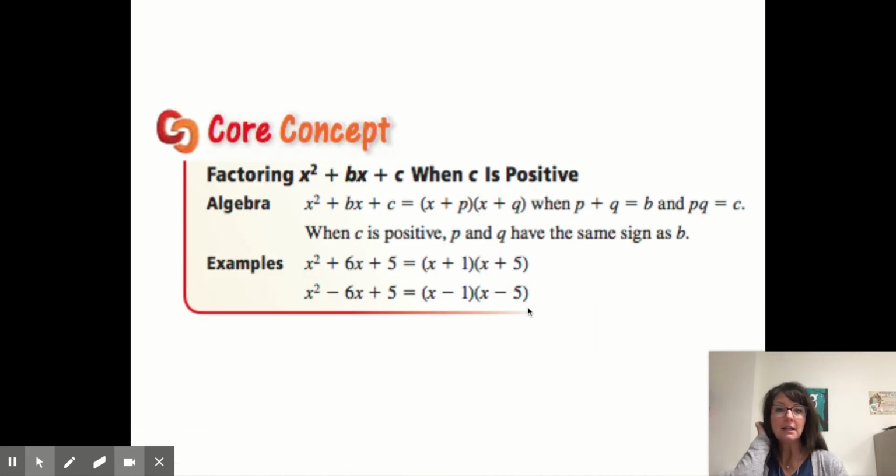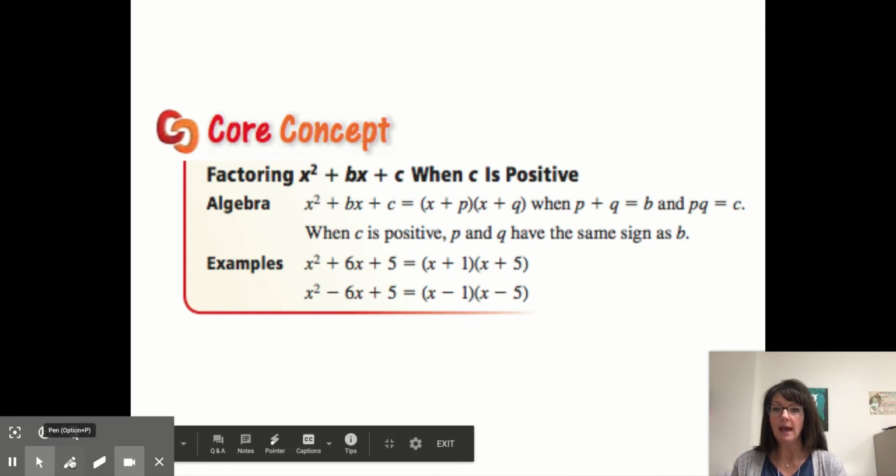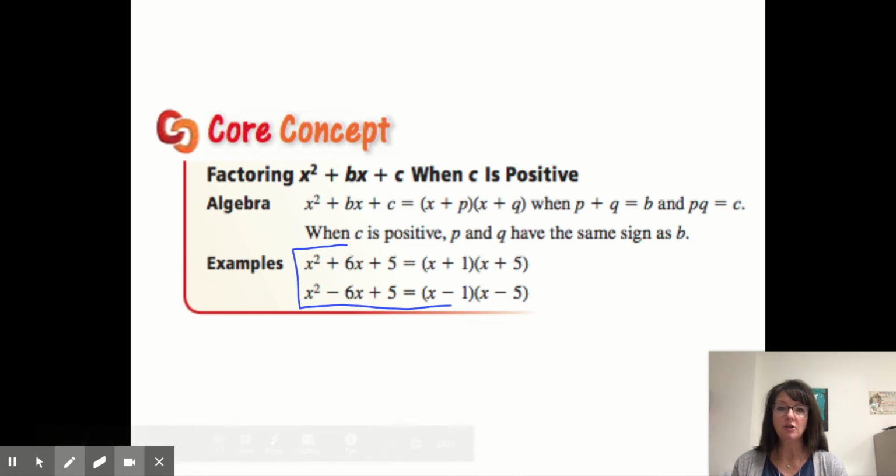So there's basically two situations that are happening. We either have a polynomial where C is positive or a polynomial where C is negative. If C is positive, we have these two likely situations when factored. So we're taking them from the trinomial into the two binomial products. So we're kind of working backwards from everything that we've done so far.